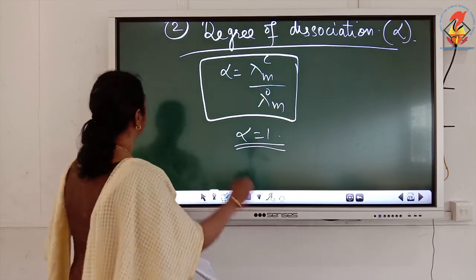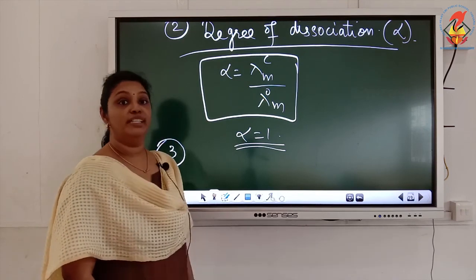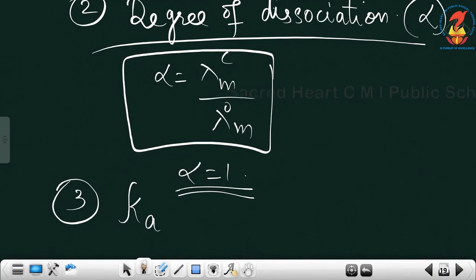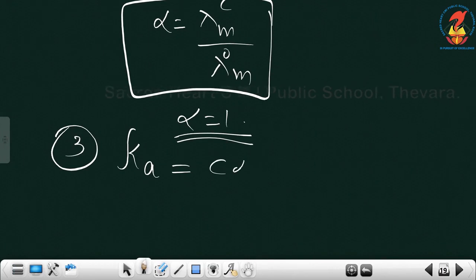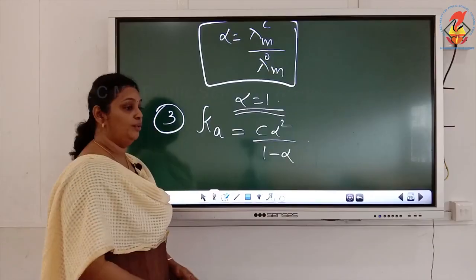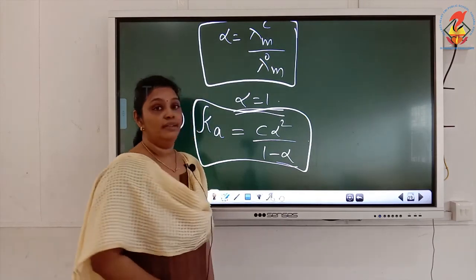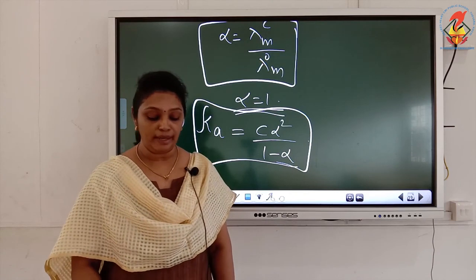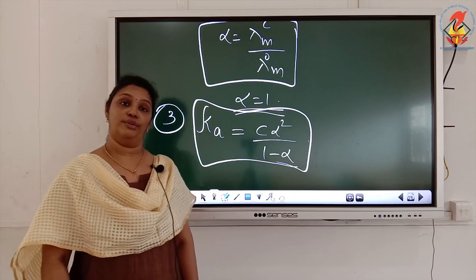Now the third application is the calculation of the dissociation constant of a weak electrolyte. If it is an acid, it is denoted by Ka. The acid dissociation constant Ka is equal to C alpha squared divided by 1 minus alpha. So if you know alpha, the degree of dissociation, you can find the dissociation constant. These are the different applications of Kohlrausch's law.